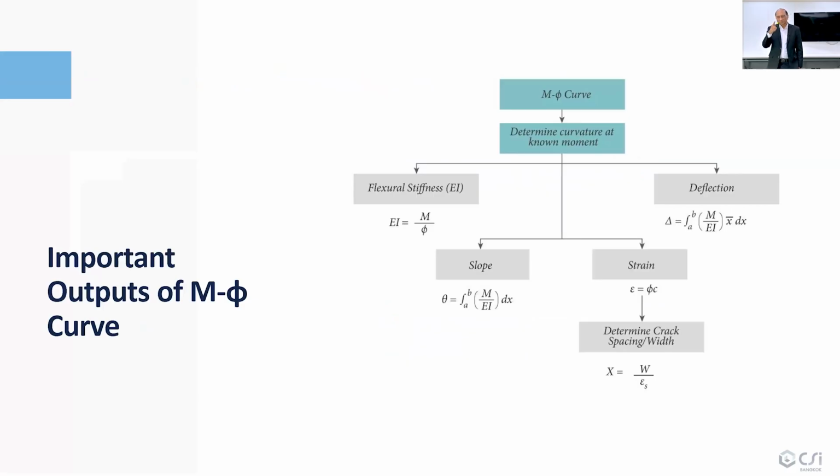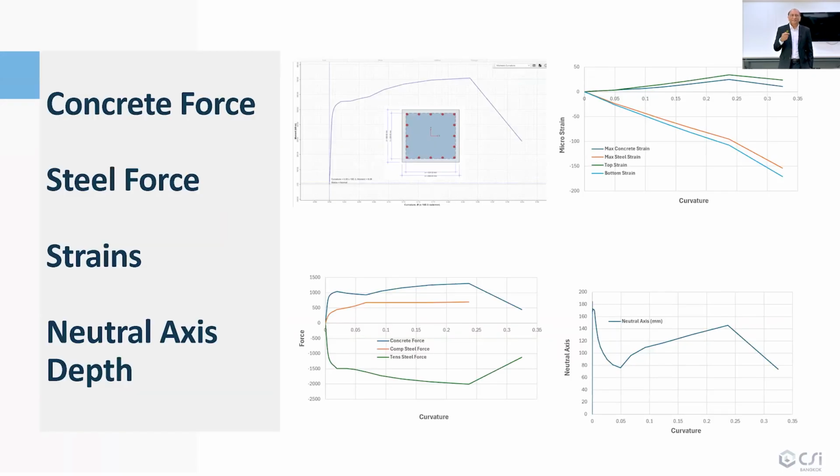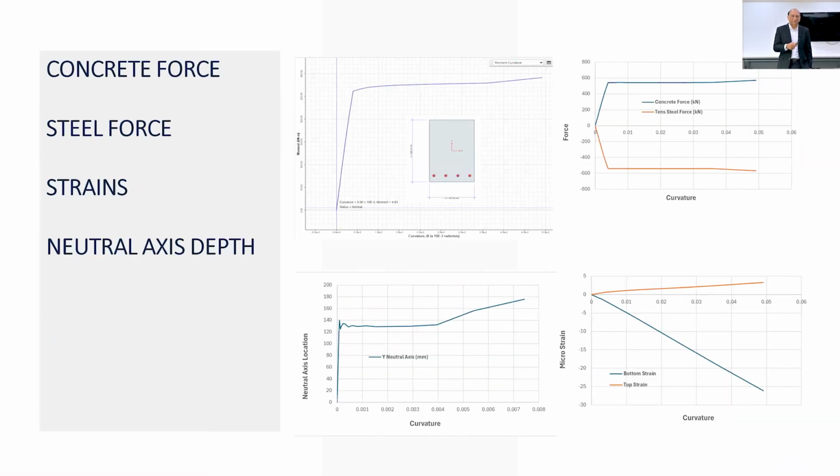So this roughly shows you that moment curvature can determine so many quantities: stiffness, deflection, rotation, slope, strain, crack width, and many things that we talked about. And we can continue. We can determine neutral axis depth, concrete force, steel force, and so on.